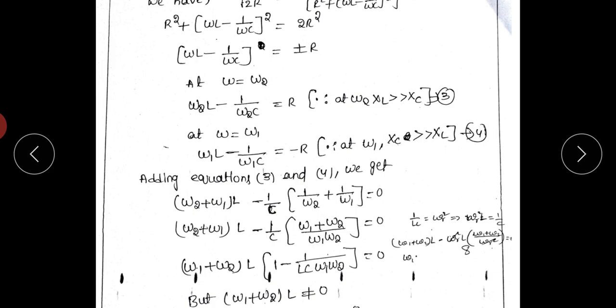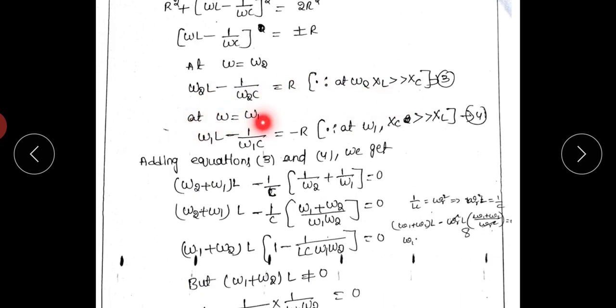Generally, up to the resonance frequency in a series RLC circuit, the capacitive reactance value is high. After the resonance frequency, the inductive reactance value is high compared to the capacitive reactance value. So in the omega equals omega 2 case, the inductive reactance is high compared to the capacitive reactance, so this equation becomes omega 2 L minus 1 by omega 2 C equals R. Next, at omega equals omega 1, the capacitive reactance value is high compared to the inductive reactance value. So the equation becomes omega 1 L minus 1 by omega 1 C equals minus R.